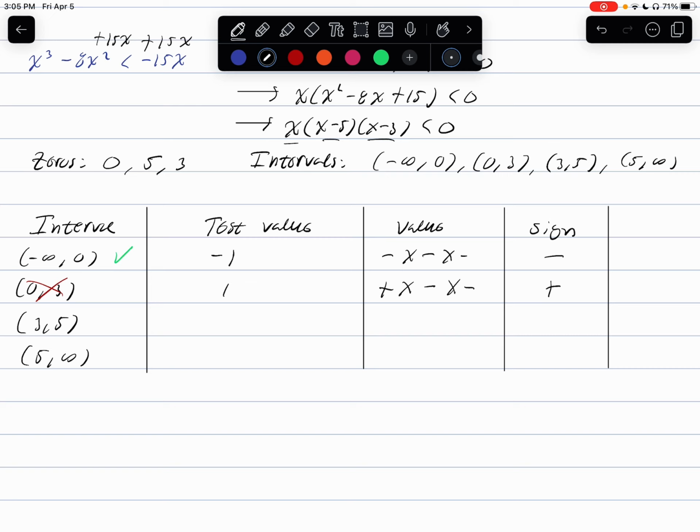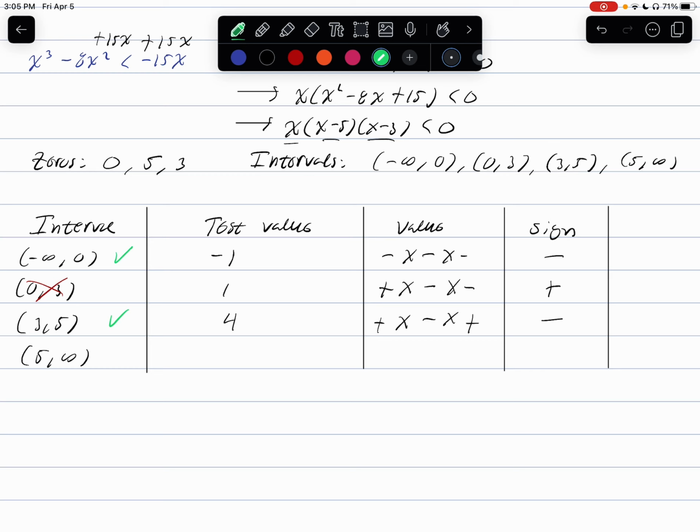Now if we examine the interval from 3 to 5, we can choose 4 as our test value. So we'll start with just 4, that's positive, times 4 minus 5, which is negative, times 4 minus 3, which is 1, which is positive. So we're going to have positive times negative, which is negative, times positive again, which is negative. So this will be a part of our solution.